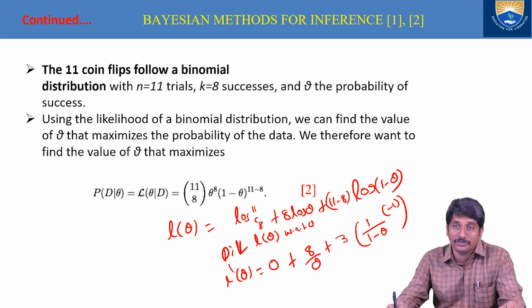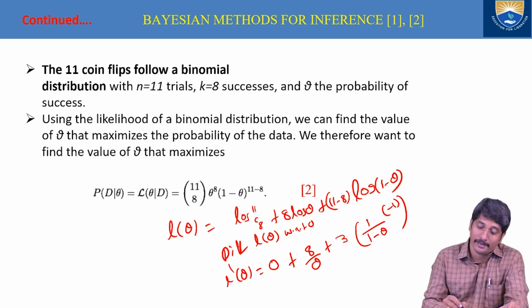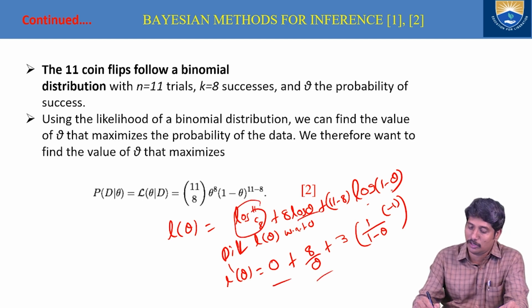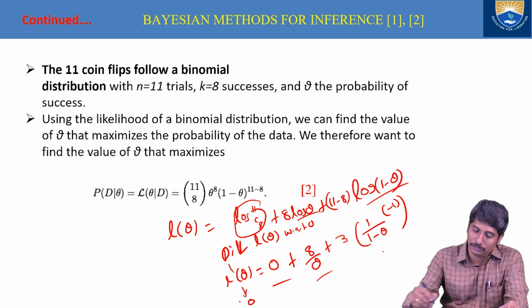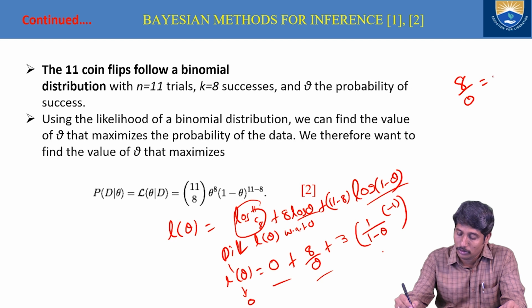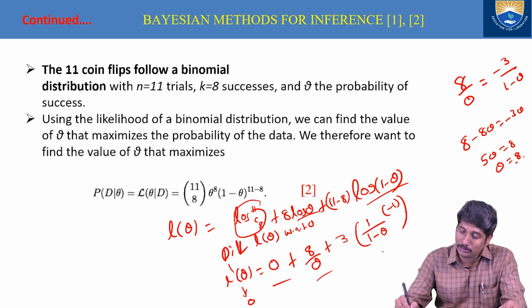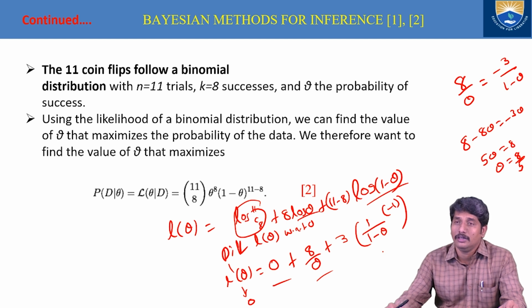Differentiating l of theta with respect to theta: the derivative of a constant is 0, the derivative of log x is 1 by x, and by the chain rule it becomes minus 1. Let us assume l dash theta is 0. Then 8 by theta is equal to minus 3 by 1 minus theta. So 8 minus 8 theta is equal to minus 3 theta, that means 5 theta is equal to 8, theta is equal to 8 by 5.